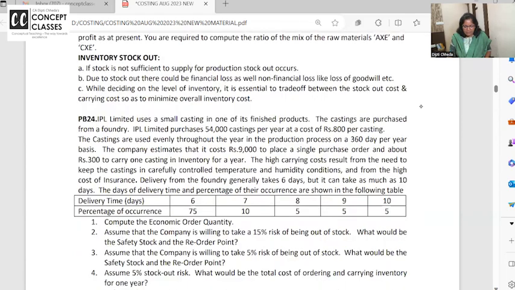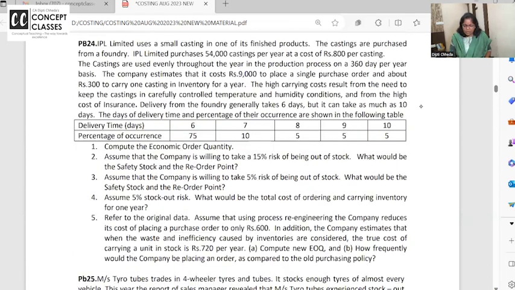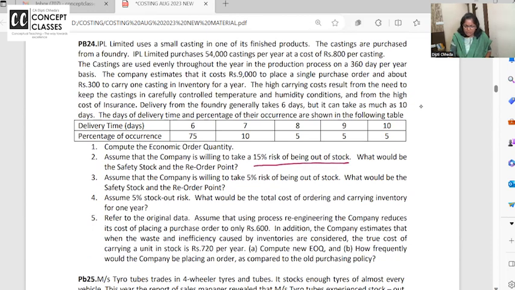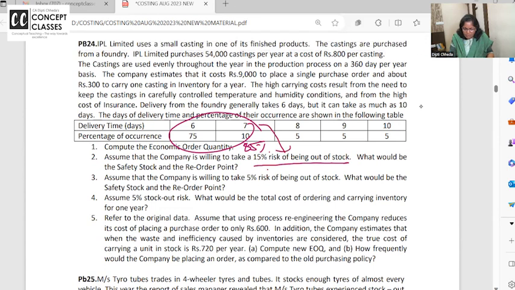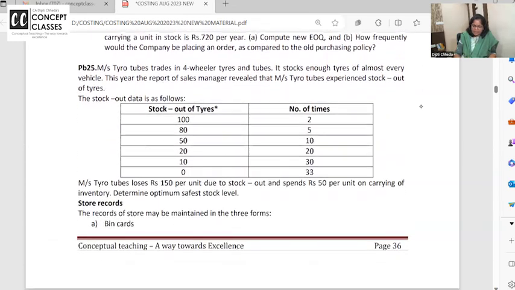AXCN, BXCN or stock out, probability, chances. Assuming the company is willing to take a 15% risk, it means 85% you will get stock on time. This is the only probability problem. 15% chance that you will be out of stock, means your stock is coming instead of in 6-7 days. So if I know my per day requirement is 100 pieces, can I keep one day more buffer? Like this, it's there in the study material.